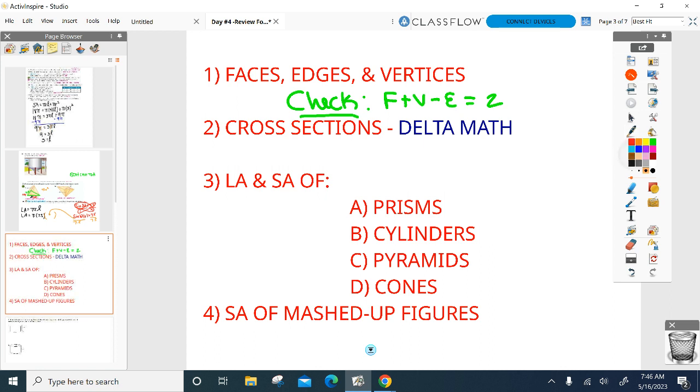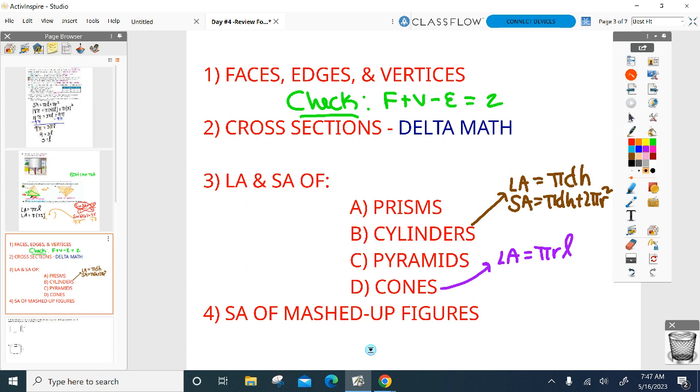All right, real quick for a cylinder. Lateral area is pi d h, circumference times height. Surface area is pi d h plus 2 pi r squared. And then for a cone, we went over it yesterday: lateral area is pi r l and surface area is pi r l plus pi r squared.